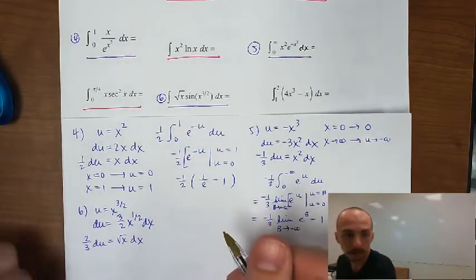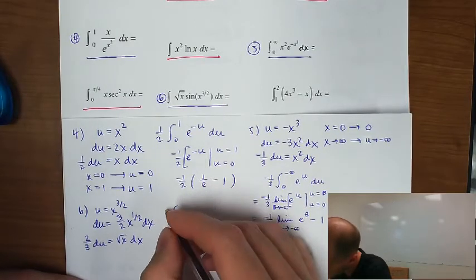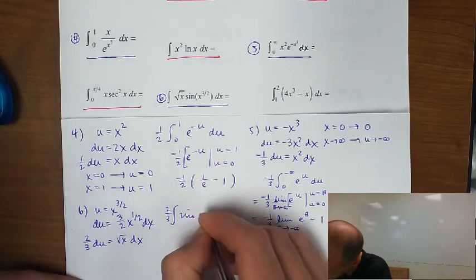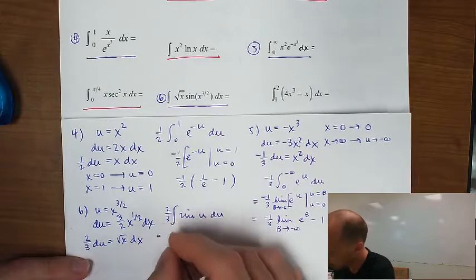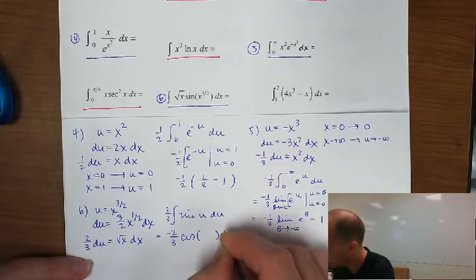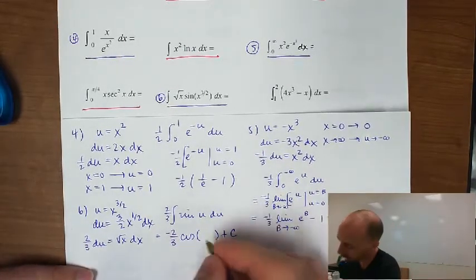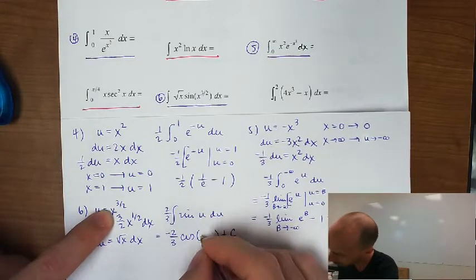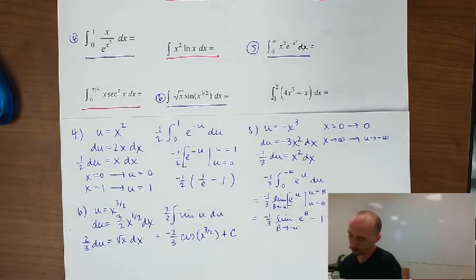This is not a definite integral, so I'm pretty much ready to go. This is going to become the integral of 2/3 sine u du, which is going to be negative 2/3 of the cosine of u plus c. But again, this is an antiderivative in terms of x, so I should have an x come back, and u is x to the 3/2.